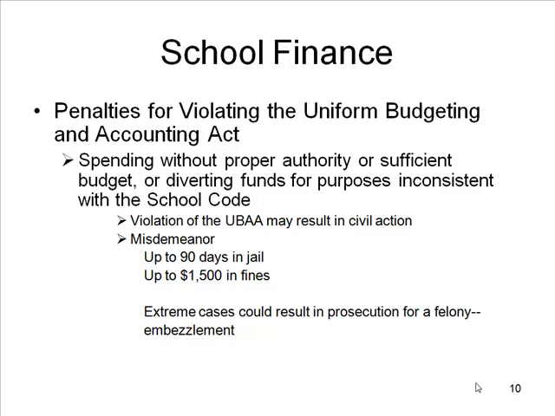Violation of the Uniform Budgeting and Accounting Act could result in civil action by the state against individual board members or the board collectively as a whole. There are misdemeanor penalties laid out that include up to 90 days in jail for chief officers, which would include the president or treasurer of the board, and/or $1,500 in fines. In extreme cases, prosecution could result if there is found to be misspending or misappropriation of these funds willfully and wantonly. And those prosecutions would be turned over usually to local authorities or possibly the state attorney general's office.